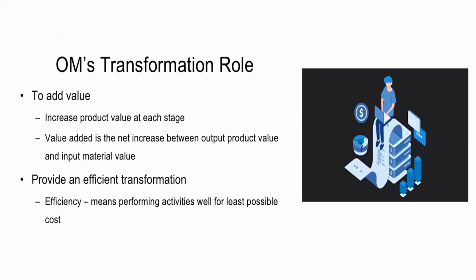So basically the role of operational management is to add value. For each stage when producing the product, you need to improve its value, and continuous improvement in value will generally give a big impact at a later stage. When you deliver your product to the customer, they'll be happy and continue to buy your product, for example. And you need to make sure that you provide an efficient transformation where all the activities are made at least for all the possible costs.